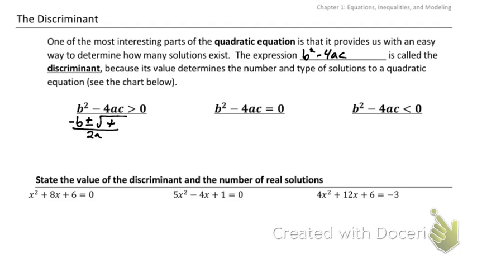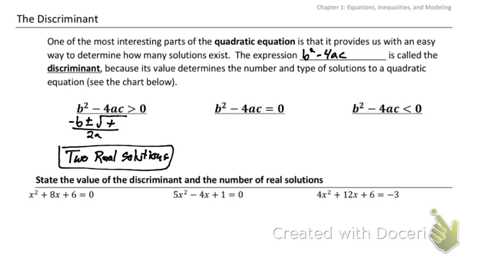Can you take the square root of a positive number? Yeah. So that means you're going to have 2 solutions. This is like the square root of 4. It'd be like negative b plus or minus 2 over 2a. You have 2 possible solutions. So we have 2 real solutions. If your discriminant is positive, you have 2 real solutions.